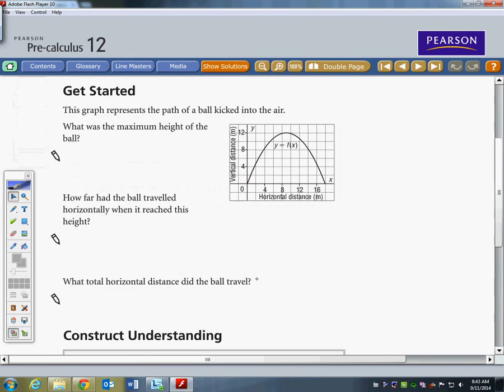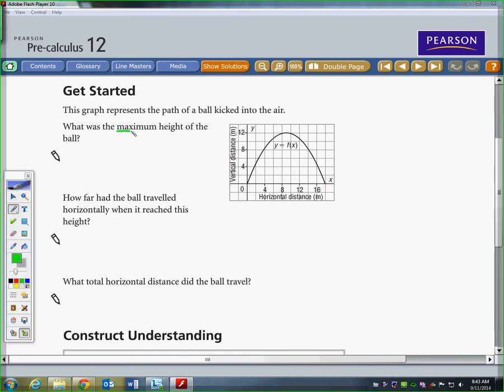It says this graph represents the path of a ball kicked into the air. What was the maximum height of the ball? If you take a look at the two axes, vertical distance versus horizontal distance, height is going to be a measurement of vertical distance, and where is it highest? I guess that would be the vertex. That'd be the highest point that ball went, and it seems to me it's about 12 meters. So I would write 12 meters here.